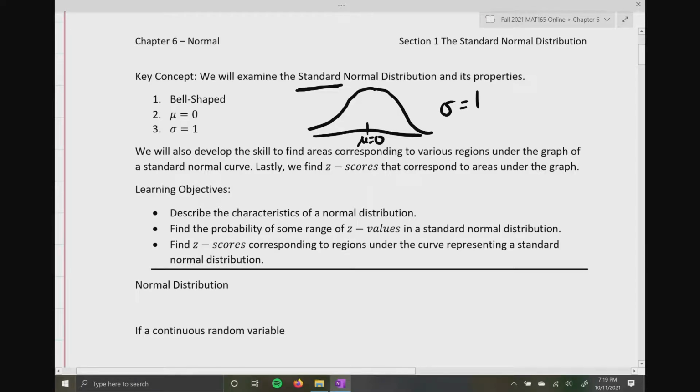So we're going to develop the skill to find areas corresponding to various regions under the graph. And we're also going to look at z-scores, and we're going to use them a lot from here and now until the end of the semester. We're going to be using z-scores or critical values later. You're going to hear me say that a lot in chapters 7, 8, 9, 10, and 11. But we're going to be using those values to compute areas under the curve, or areas under the graph.